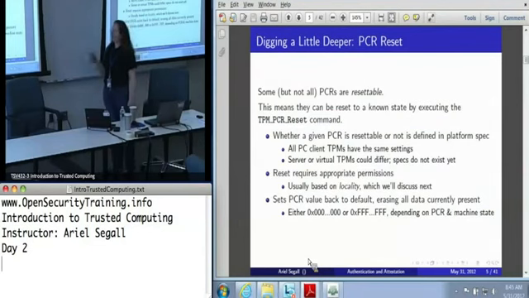So whether a particular PCR is resettable or not, this is defined by number. Remember how I said PCRs are indexed by number. So for example, PCR 0 is never resettable, PCR 15 is freely resettable. And that's going to be true for any TPM that meets what's called the PC client spec. The TPM spec just says there exist resettable and non-resettable PCRs. This is what it means.